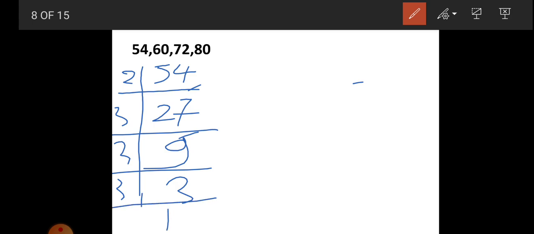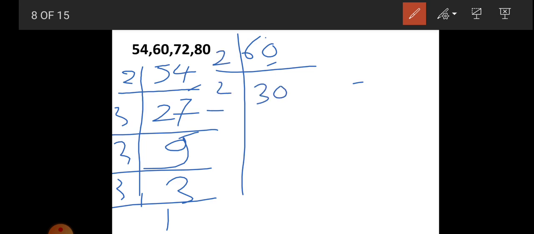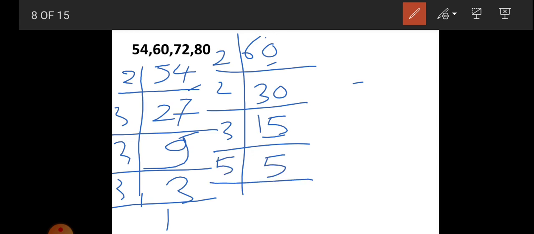Now the next number is 60. 2 threes are 6, 0, 2 ones are 2, 2 fives are 10. Again the last digit is 5, so 15 is not divisible by 2. Now the next prime number is 3. 3 fives are 15, 5 ones are 5. Students, divide only by prime numbers. Don't use composite numbers.